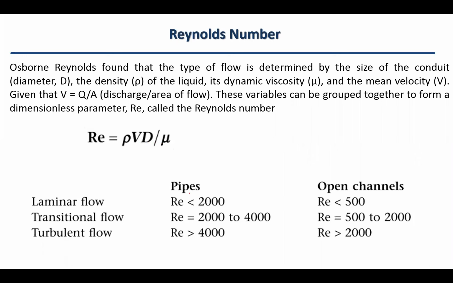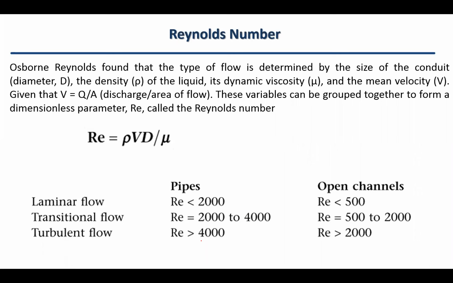And depending on the flow running throughout a pipe or in an open channel, for example, if it's running throughout pipes, if the Reynolds number is less than 2000, we call the flow laminar. If it is between 2000 and 4000, we call it transitional. And if the Reynolds number is greater than 4000, we say it's definitely turbulent flow.